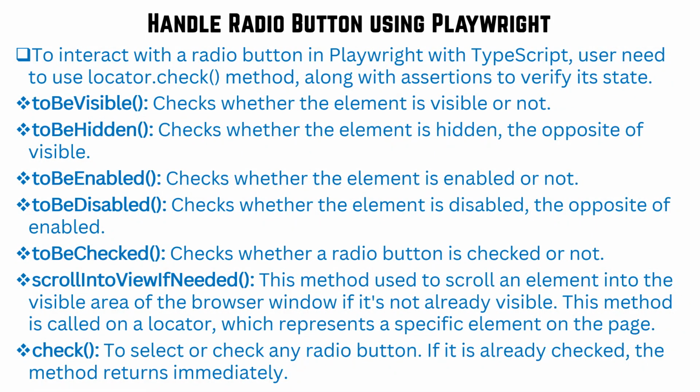Okay, you can try to validate whether it's visible, hidden, enabled, disabled, to be checked, to be not checked. You can go to scroll into view, you can check it also. But a radio button can be selected only one option at a time. If you select another option, automatically the previous option will be deselected or unchecked.